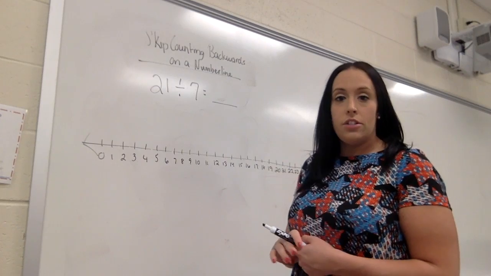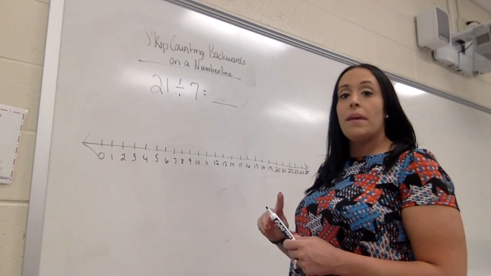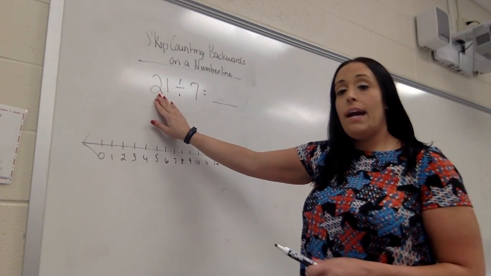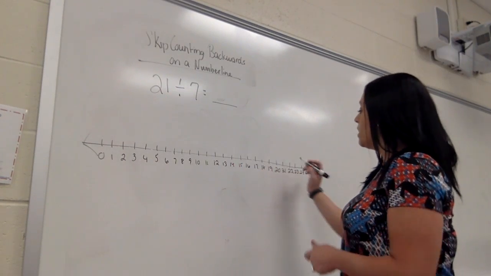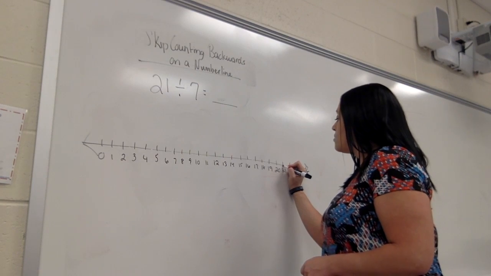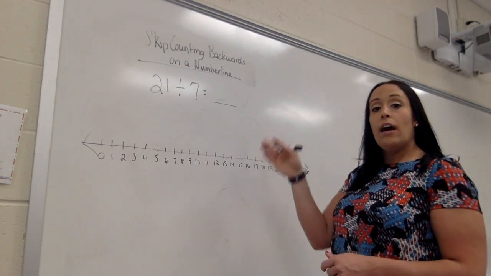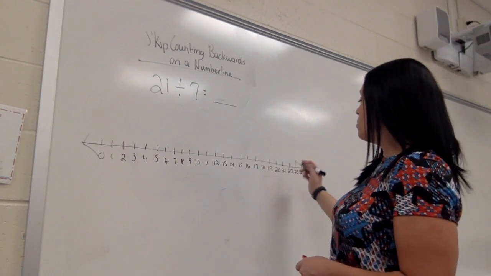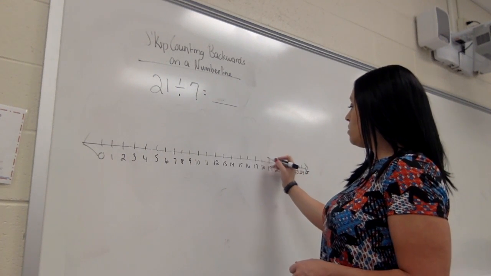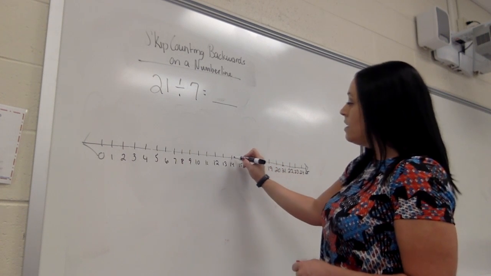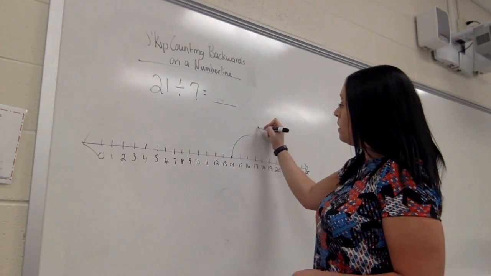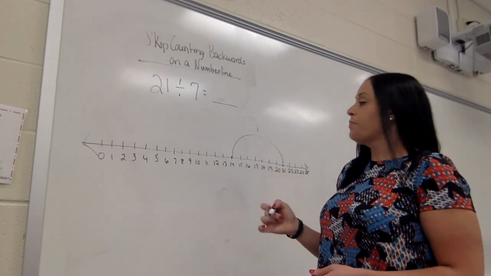For our last division strategy, we are going to be working on skip counting backwards using a number line. Now we want to start off with the total that we have. In this case, it would be the number 21. And just like when we did repeated subtraction, you're going to count backwards 7 times. You're creating those groups. So starting at 21, 1, 2, 3, 4, 5, 6, 7. I would place my dot and then connect it with a little hump, making it my first group.